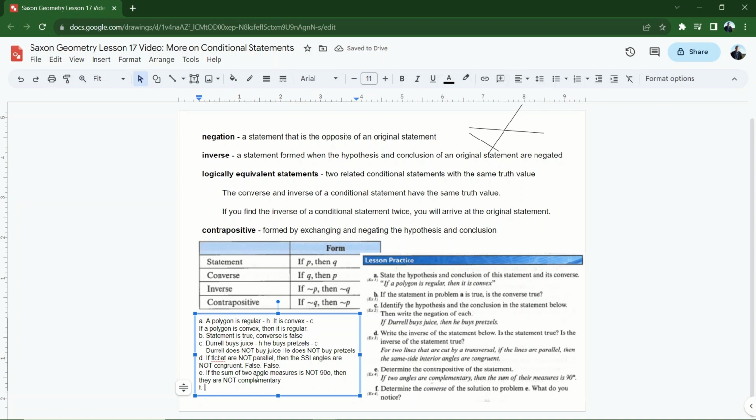And then finally, determine the converse of the solution to problem E. What do you notice? Okay, the converse of that means I have to flip around the hypothesis and the conclusion. If two angles are not complementary, then the sum of their measures is not 90 degrees. What do I notice? This is the inverse of the original statement. So if I take the converse of the contrapositive, I have the inverse of the original statement.